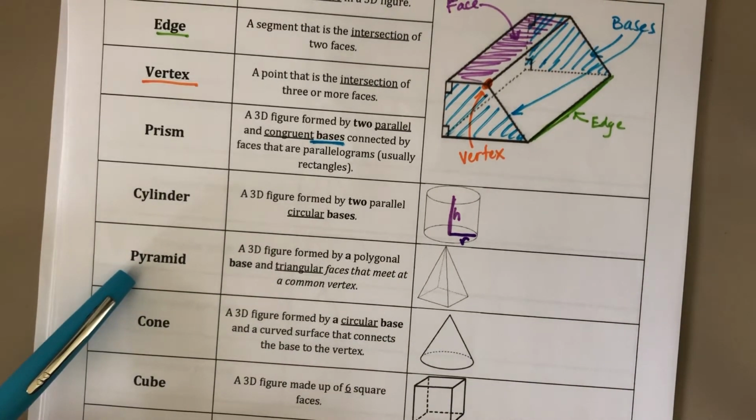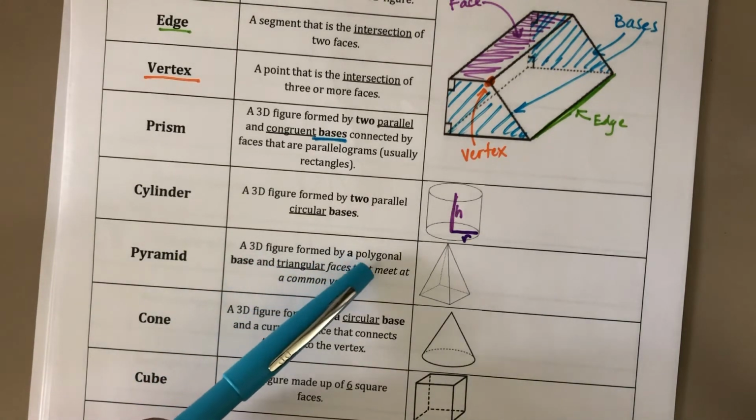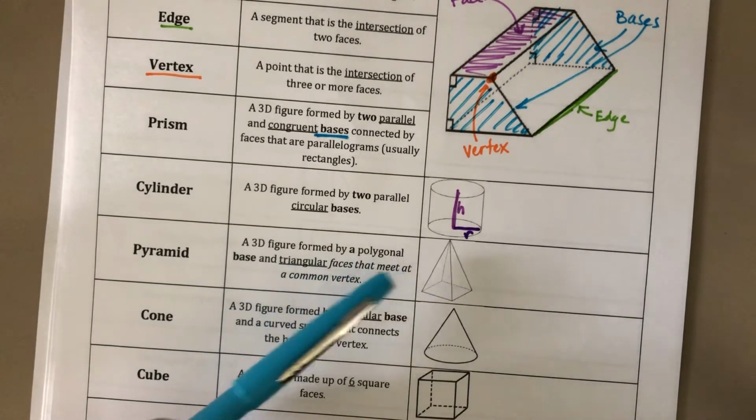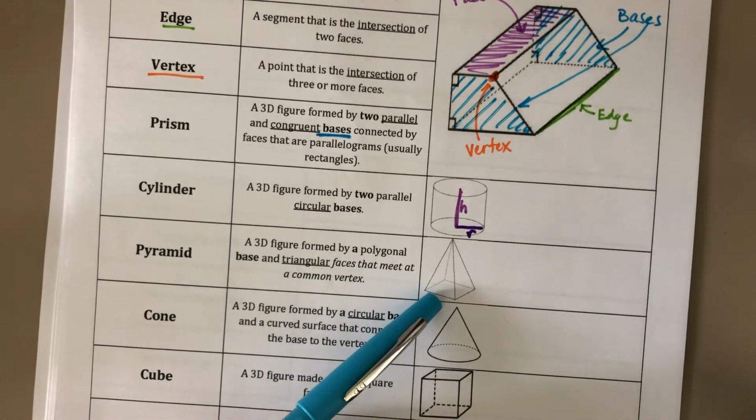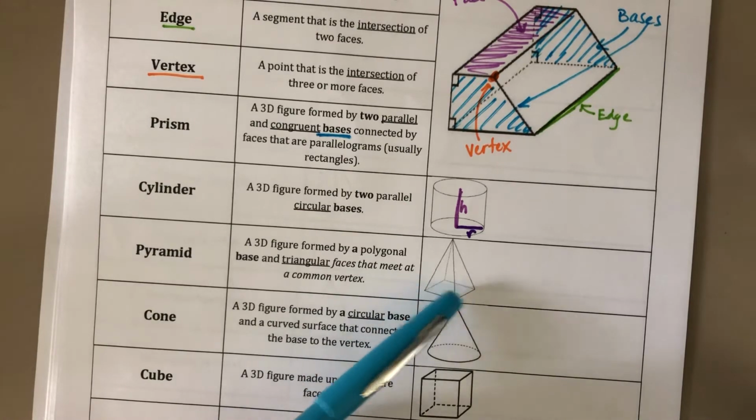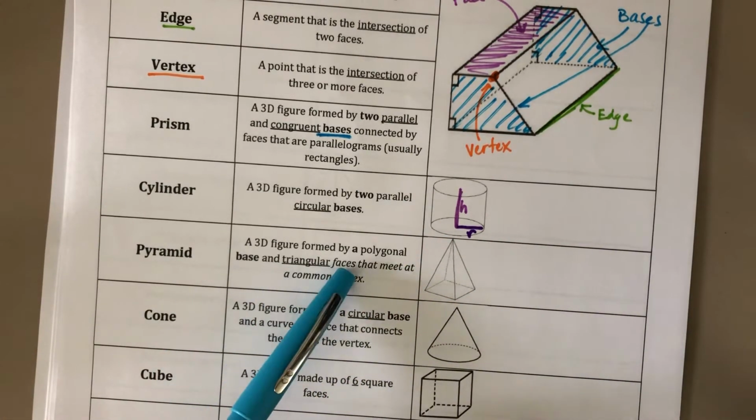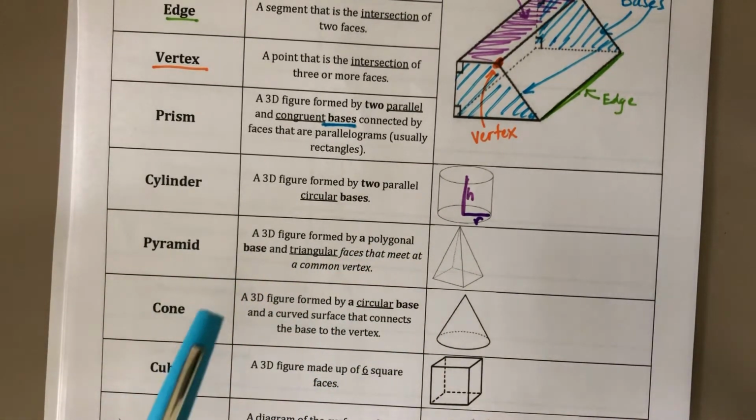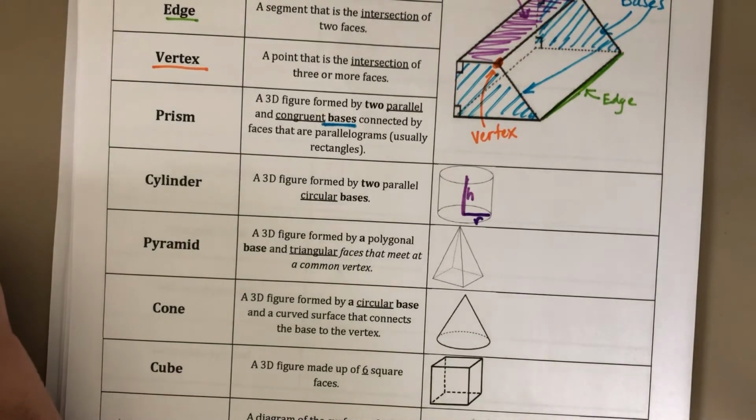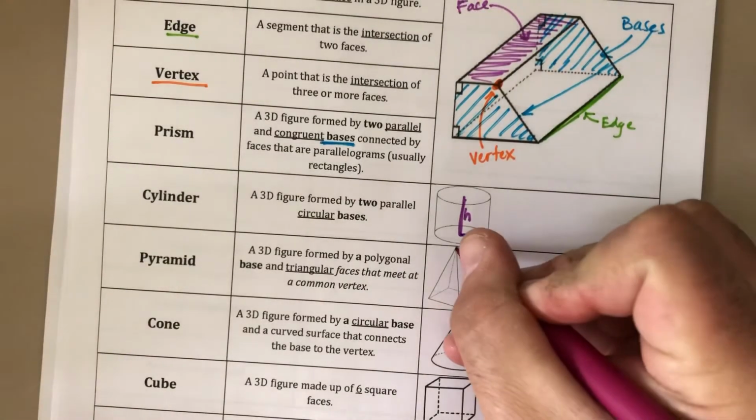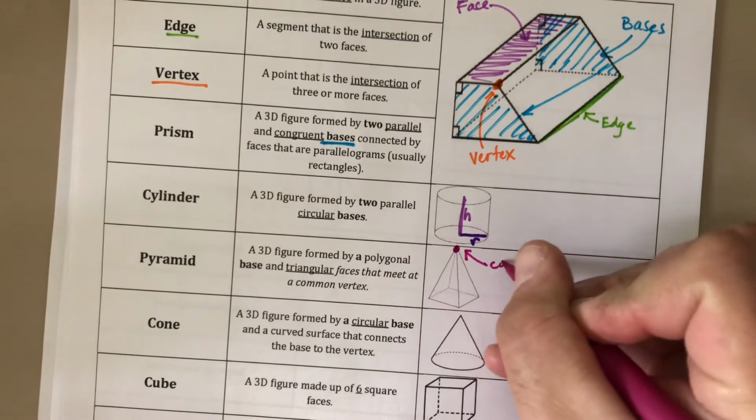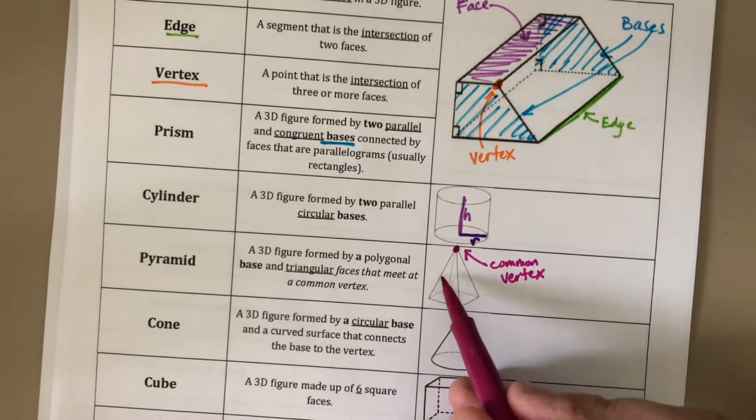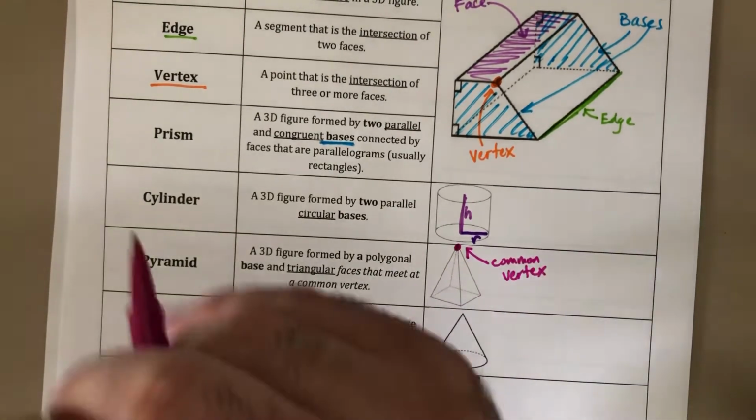This is a pyramid. A pyramid is a 3D figure formed by a polygonal base and triangular faces that meet at a common vertex. So the base can be whatever, and then it's going to have all these triangles that come and meet at a common vertex. So that base can be anything, right? But they're going to come together and meet at this common vertex. So this is that common vertex we're talking about. All of the triangular faces here meet together at that common vertex.